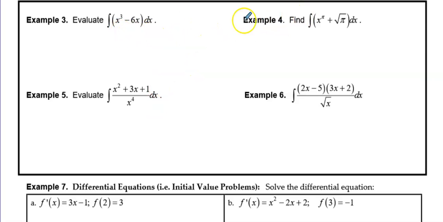Well, let me do a couple more of these just to make sure that we have a good grasp on how to find the antiderivative of just basic functions, and then we'll talk about that here in the second part of our video for today.